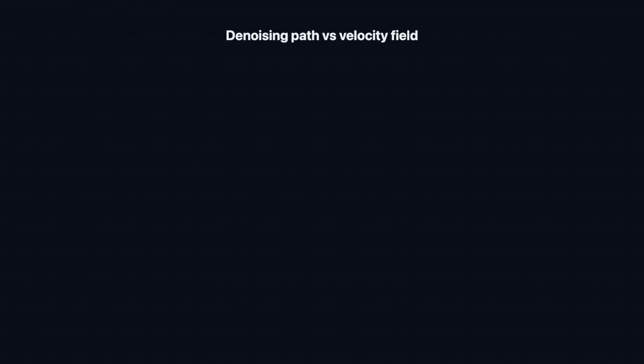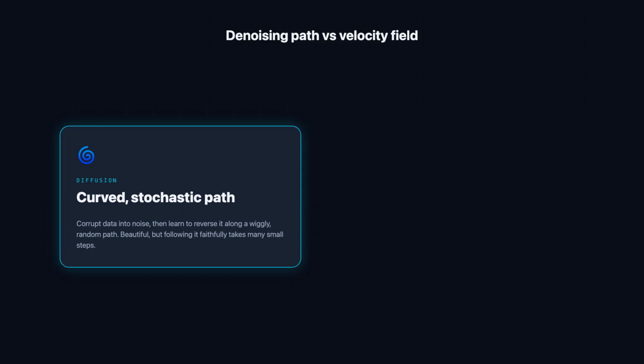The easiest way in is to contrast it with the diffusion recipe most people already know. Diffusion frames generation as a noising, then denoising chain. You gradually corrupt data into noise, then train a network to reverse that, walking backward along a curved, stochastic path. It works beautifully, but the path is wiggly and full of randomness, and following it faithfully tends to take a lot of small, careful steps.